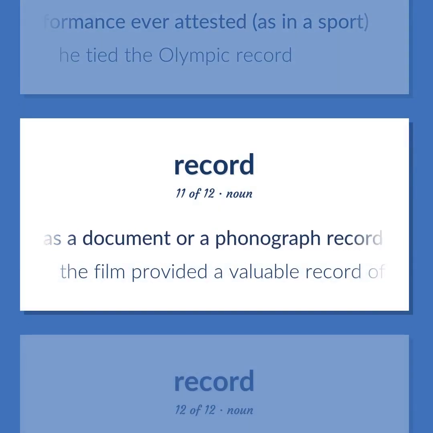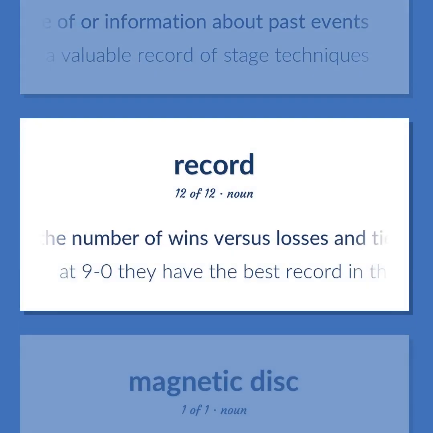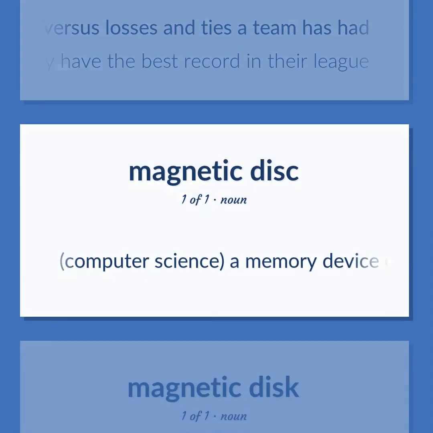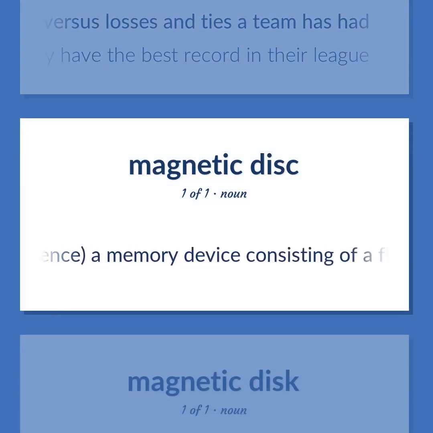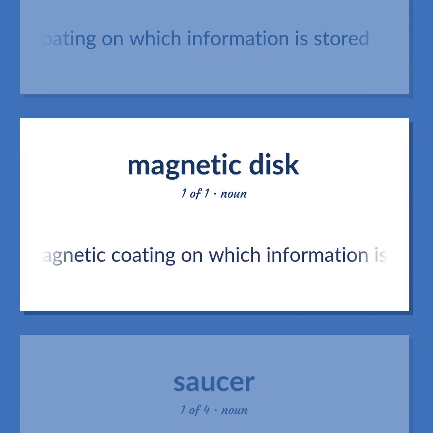Anything, such as a document or a phonograph record or a photograph, providing permanent evidence of or information about past events. The film provided a valuable record of stage techniques. The number of wins versus losses and ties a team has had. At 9-0 they have the best record in their league. Computer science. A memory device consisting of a flat disk covered with a magnetic coating on which information is stored.